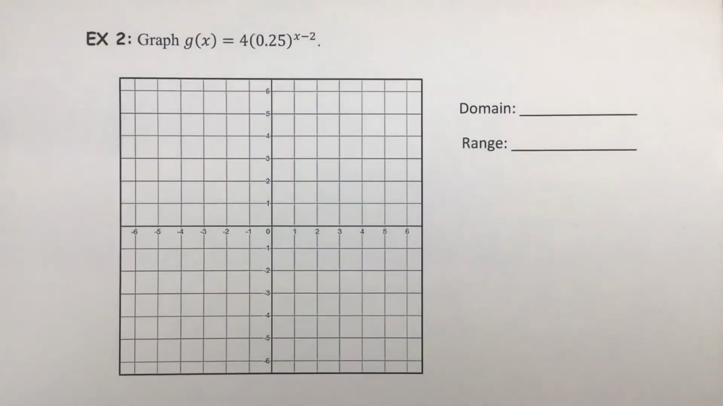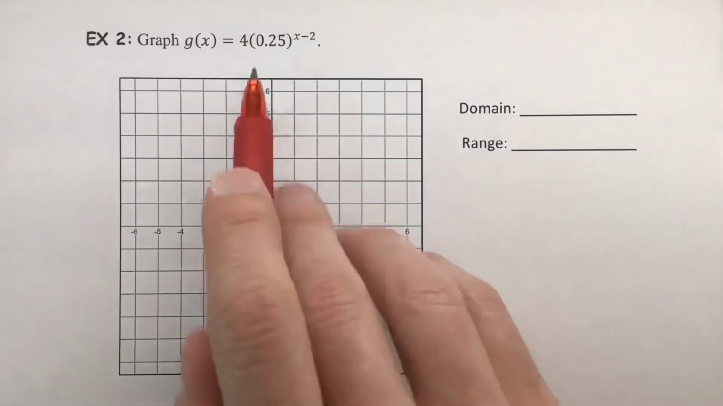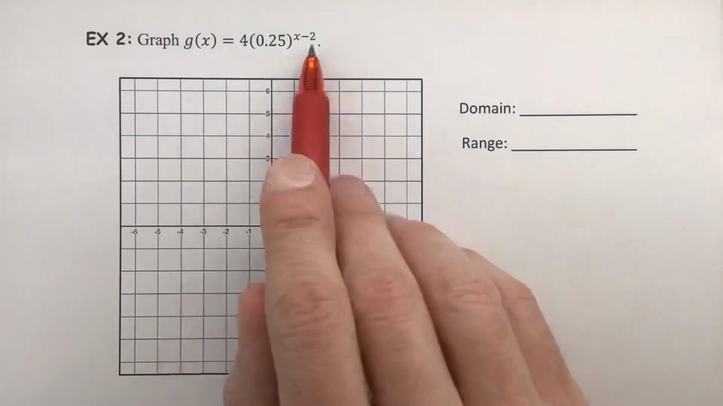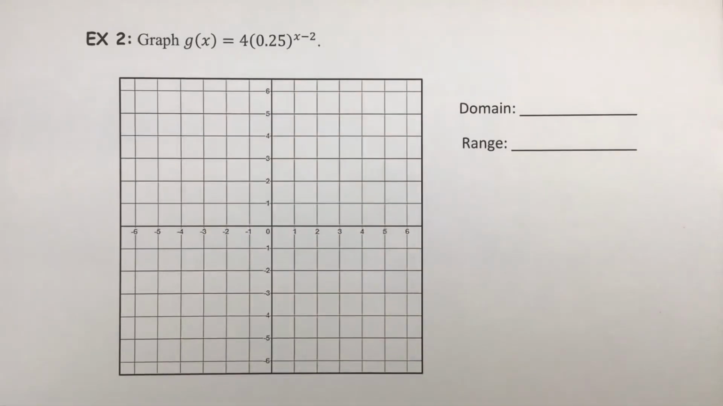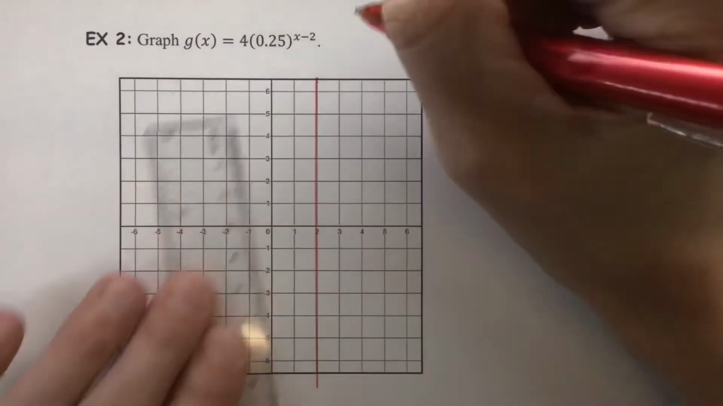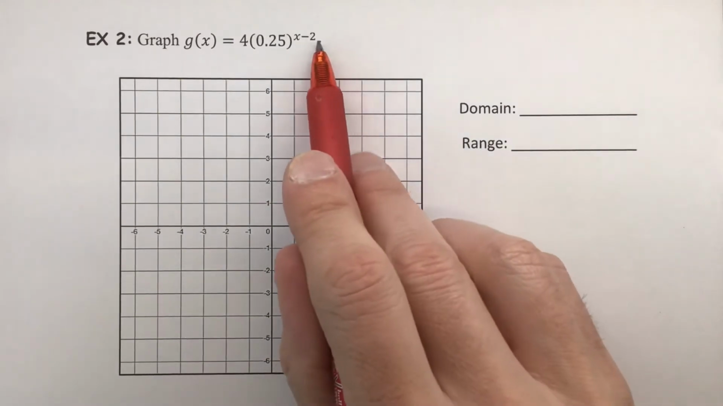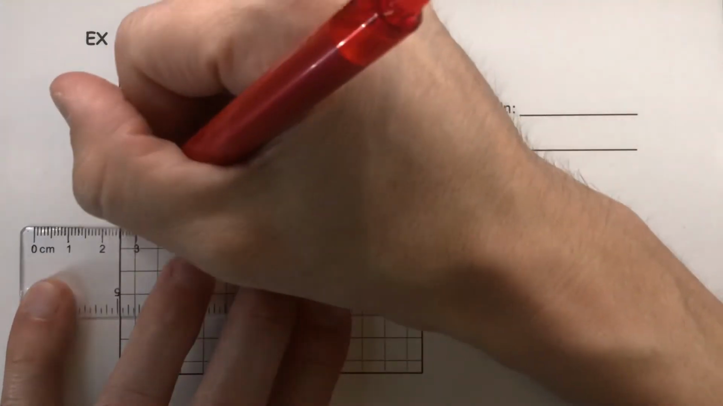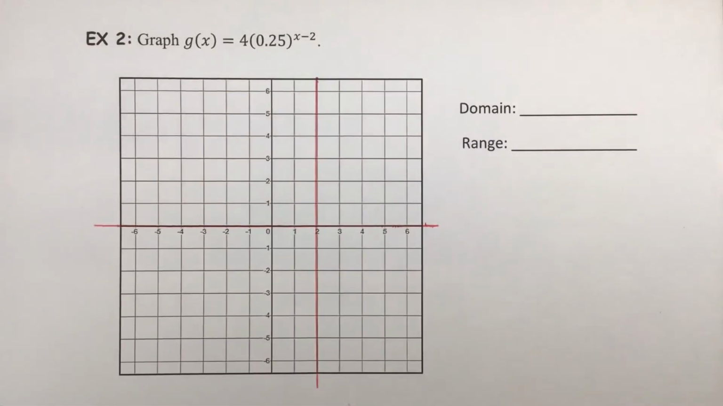For example 2, we have another decay function. It's a little bit disguised here using the 0.25 as the base, but that is the same thing as 1/4. In fact, as we do the problem, we should probably just interpret that as 1/4 because it'll make the reciprocals a bit easier. But like any of the previous problems, what we're going to do is start with our translations. This does have a horizontal translation, 2 units to the right. It does not have a vertical translation. There's no constant at the end here, which means that the horizontal asymptote is still going to be located here.